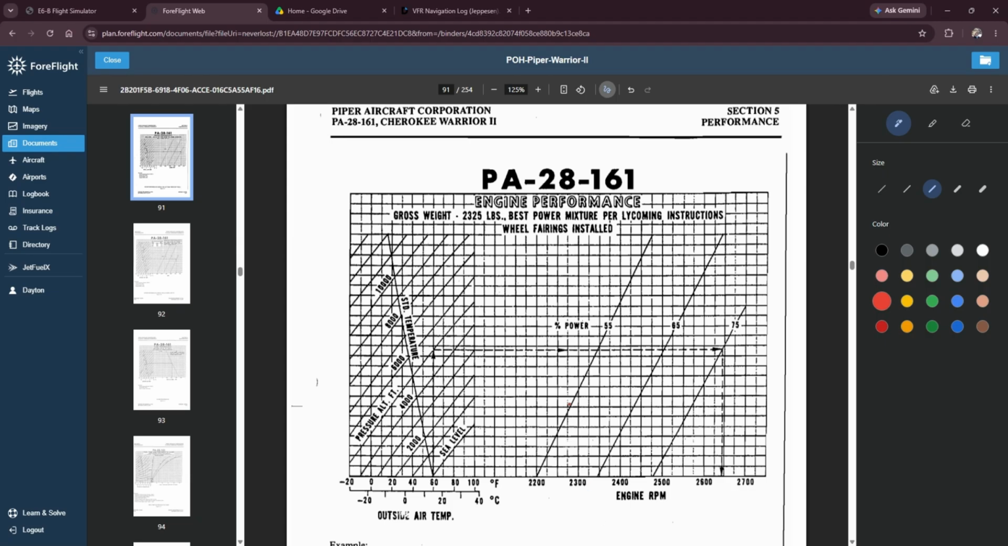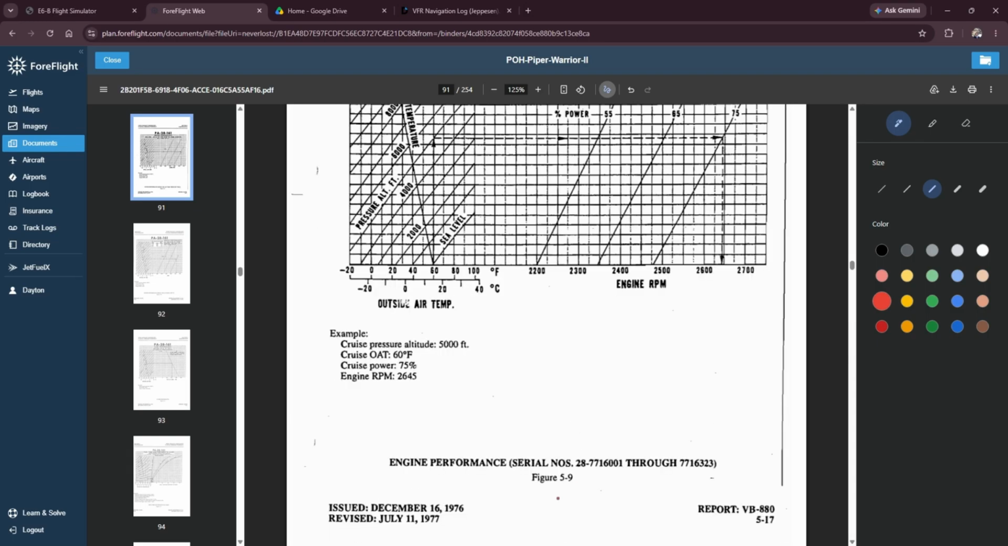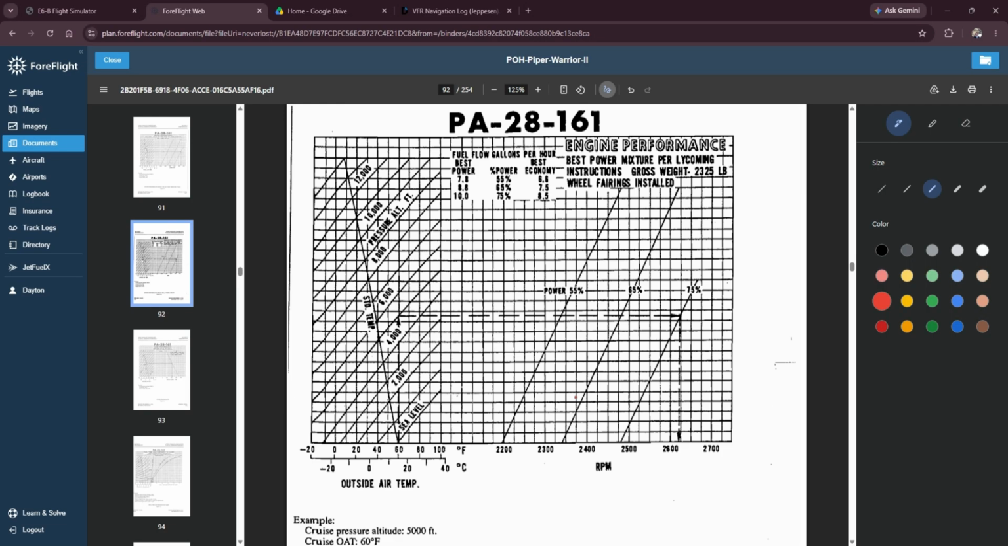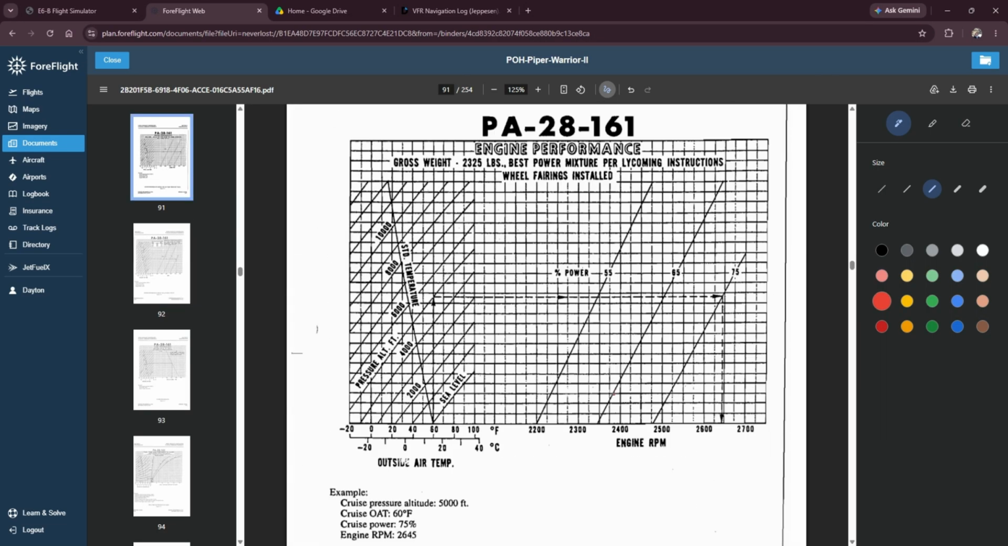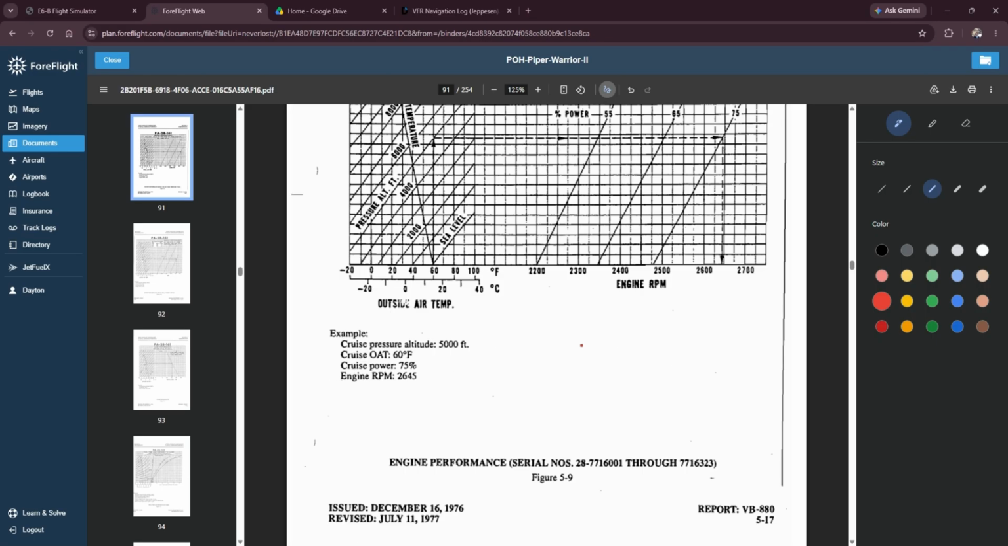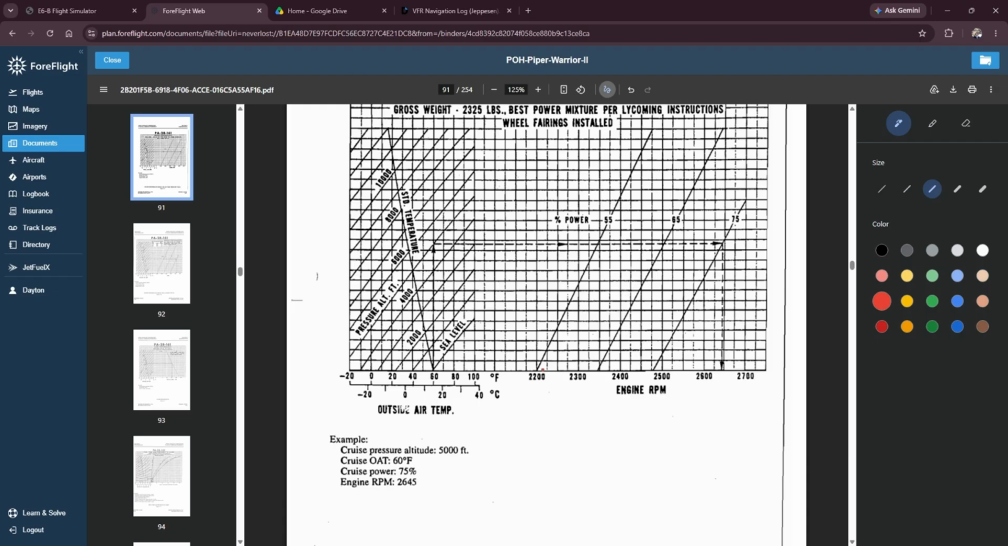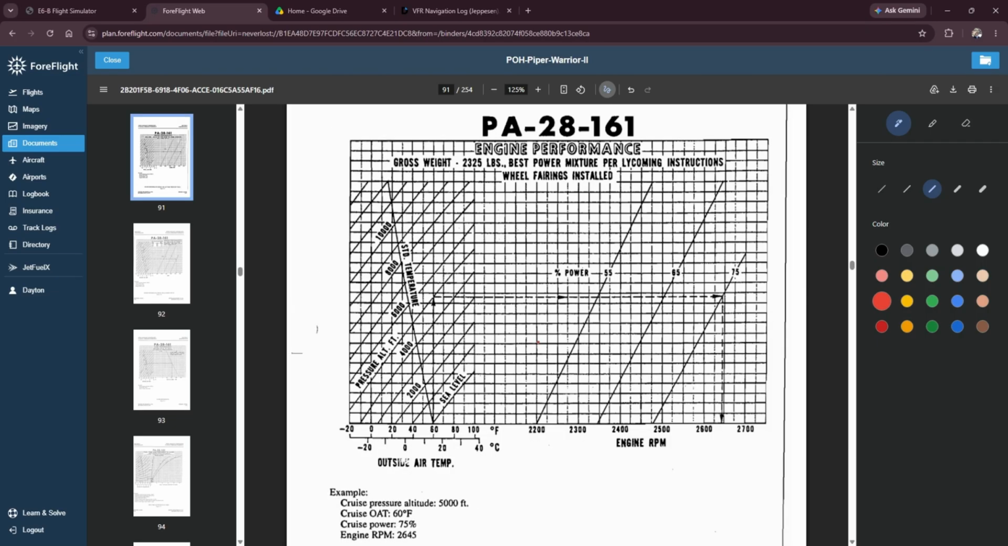Alrighty. So we see I found the engine performance page. It is 5-9. Remember, we have two different of these because it's based off serial number. Once again, I do not know the serial number. I don't think it is really going to make a huge difference, right? So we have engine performance, gross weight at max, best power, and then wheel fairings installed, right? There is no note down here to take off any engine performance for wheel fairings, so we'll just take into account that we may get a little bit less.